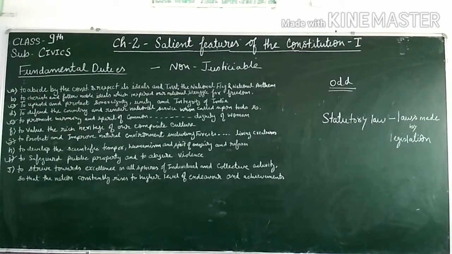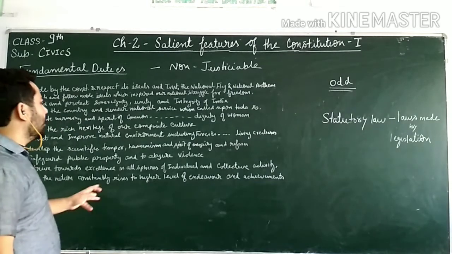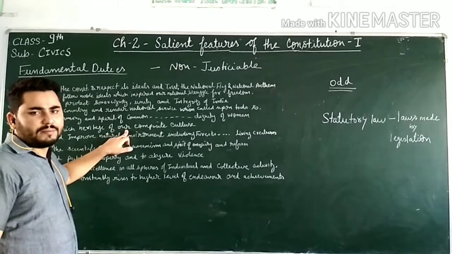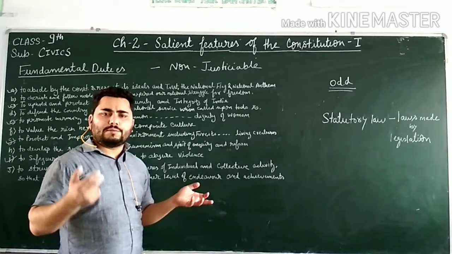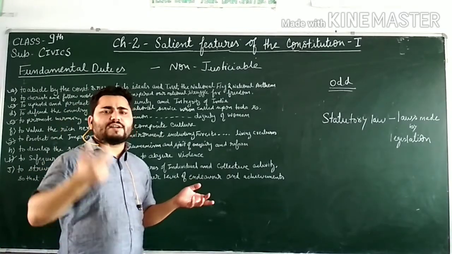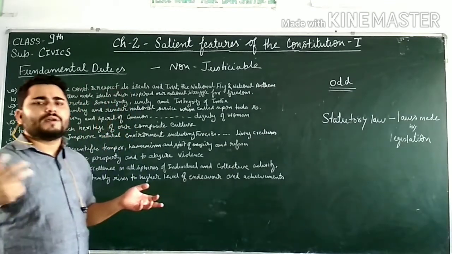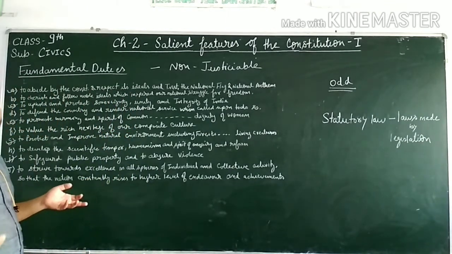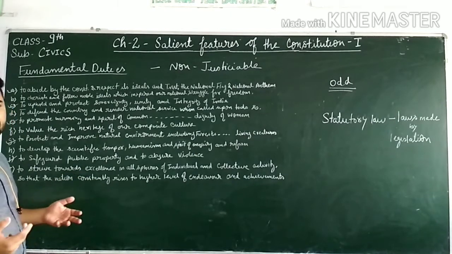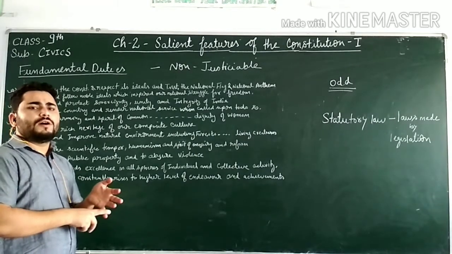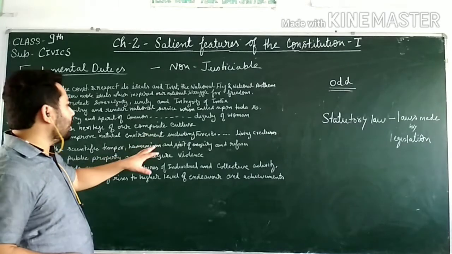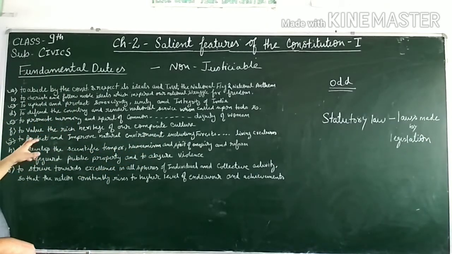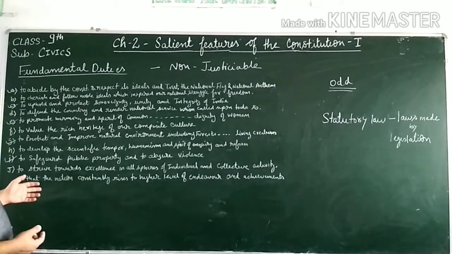Then the sixth one, to value the rich heritage of our composite culture, right? Our composite culture, in history we study about the composite culture. Our culture is a fusion, or you can say a mixture of Turkish culture as well as Indo-Islamic culture, as well as Indian culture, Dravidian culture. That composite culture which we have got after the fusion of Indian plus Islamic plus Hindu plus all other cultures, that is our composite culture, and we have to value it. It is our rich heritage we have inherited from our ancestors. So we have to value it.